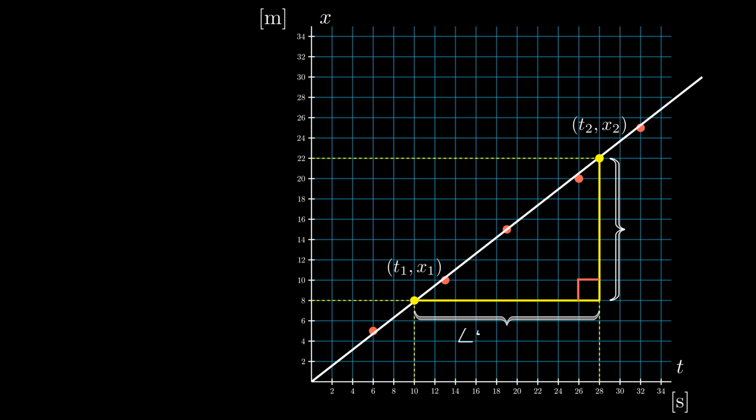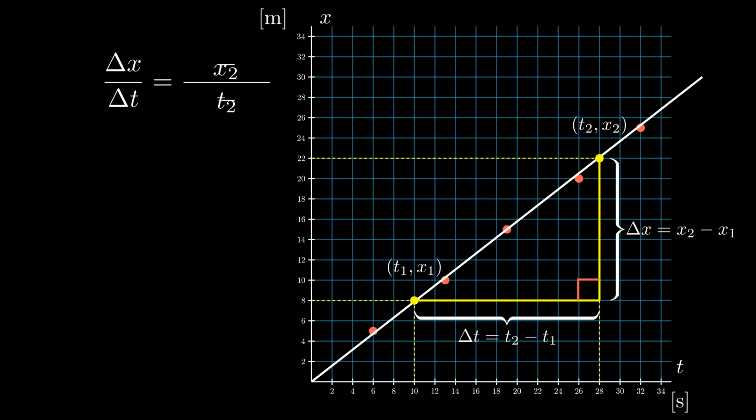To find the slope, we need to know the lengths of the legs of the right triangle on the time and position axes. Hence, we use curly braces and the formulas delta t and delta x. Delta indicates a change, so on the time axis, we calculate the change in time as t2 minus t1, and on the position axis, we calculate the change in position as x2 minus x1. These represent the lengths of the legs of the right triangle.